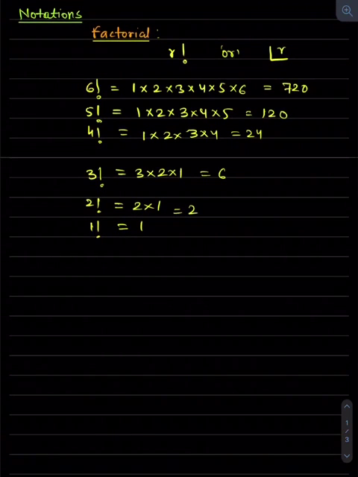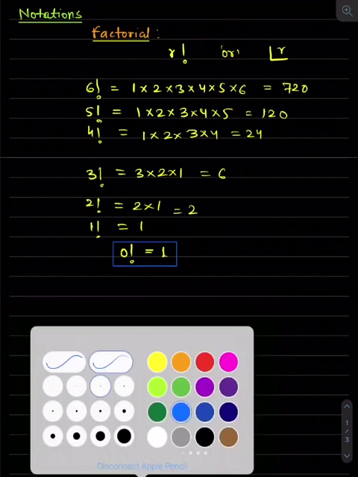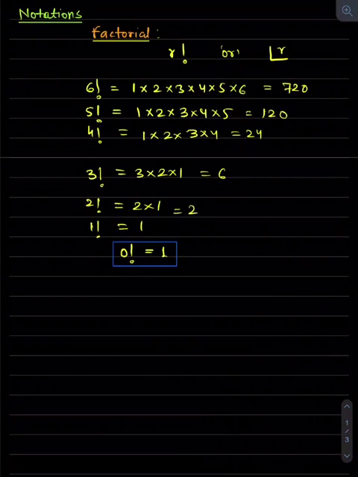Now the main point is, can we write 0 factorial? So yes, you can write 0 factorial as well, and the value of 0 factorial will be 1. So here one more thing, I think this is quite interesting, that 0 factorial and 1 factorial are both equal to 1, and you have to remember this, because we will use it frequently.